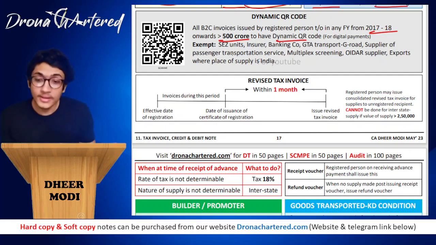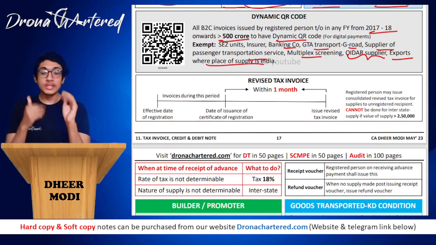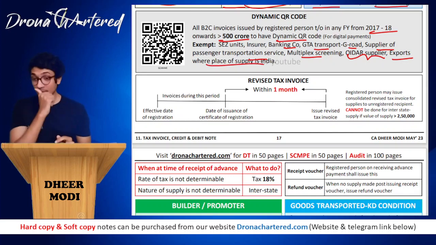So exempt is SEZ units, insurer, banking company, GTA, road, supplier of passenger transport service, multiplex screening. Of course, these are all the same as above. The new people that have been added here are your OIDAR supplier, your exports, where place of supply is in India. Okay, so these people are exempt. They do not have to follow your QR code.